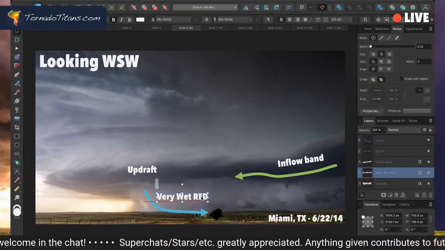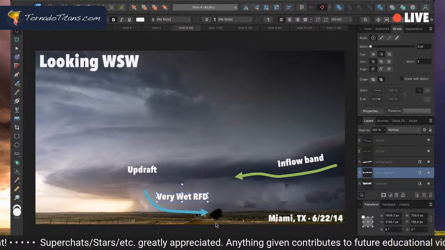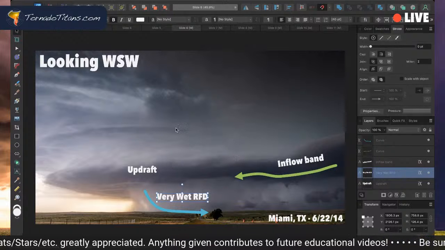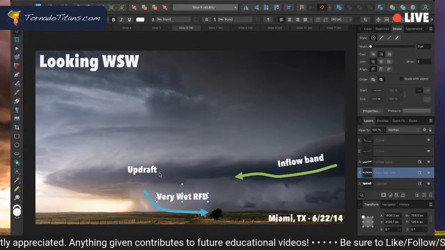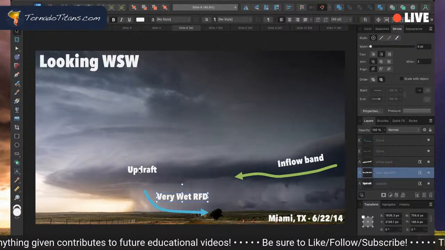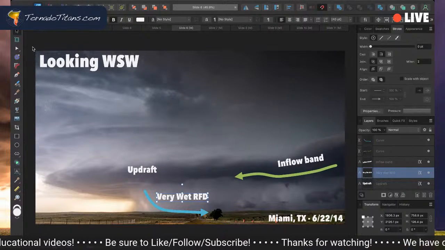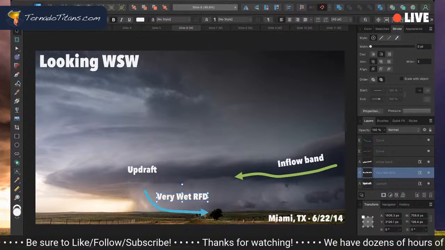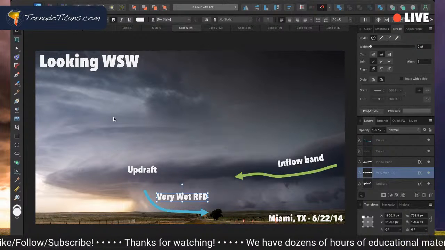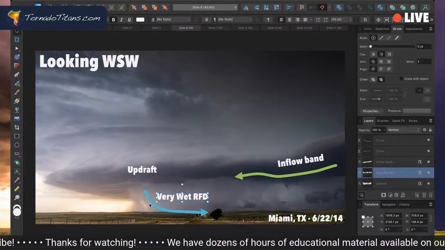I'd have to be honest and say at the point of this picture, it's transitioning from classic to HP. It's not completely HP yet, but it's on its way. Most HPs, you can't see much of the superstructure of the storm. This one you can still see a little bit.